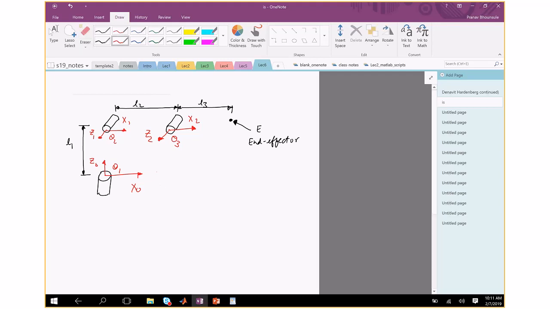So last step is number 3, end of the page, end effector frame. We need to attach a frame to the end effector. And the simplest thing you can do is assign Z3 for the end effector to be along Z2.